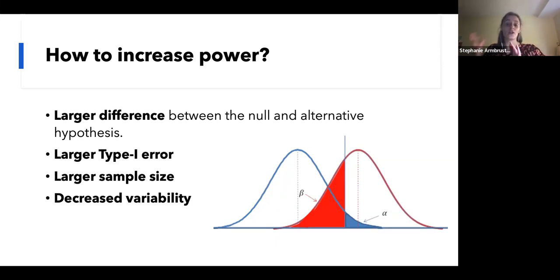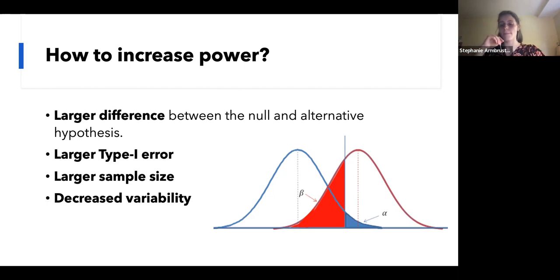Then obviously, if we increase the type 1 error, our threshold moves to the left, and we can easily see in this picture that the red marked area would decrease if I moved my line to the left.